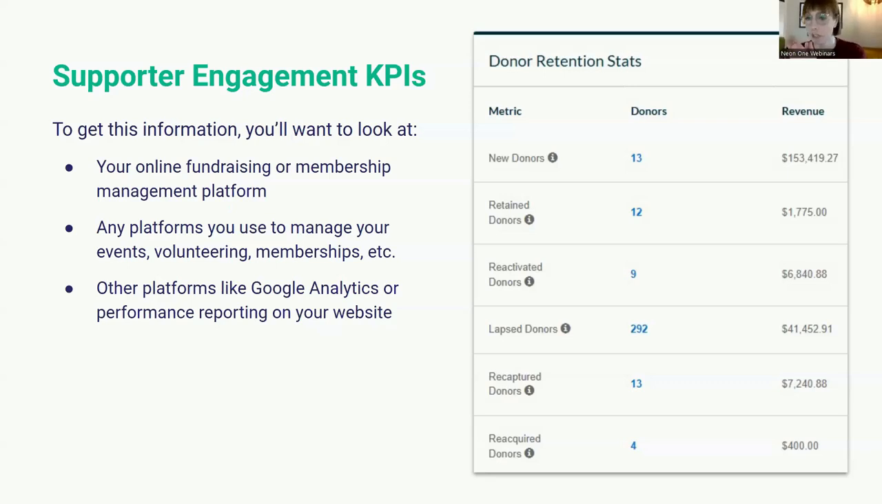So if you're managing fundraising on a platform, your membership program on a platform, volunteering, all of these may be separate. The average nonprofit, I think, uses between 3 and 5 separate systems to manage these things. So if that is you, you may want to spend a little time double checking your data just because you may get duplicates or something like that. But if you're using a CRM or an aggregator tool that integrates all of these different tools, you may be able to pull this data from there.